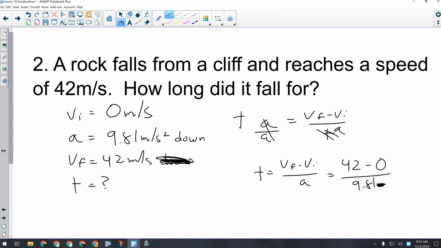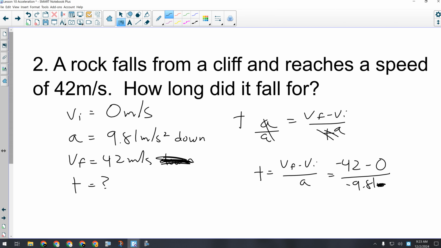Would you get that wrong if you put the negatives? Well, if you made this negative and this negative, you'd still end up with a positive number for time. Yes, right? But if you don't put it in there, you're going to get a negative number for time, which means that by falling off the cliff, the rock went back in time. Okay, so unless there's some sort of weird portal there in the cliff, that's not happening.